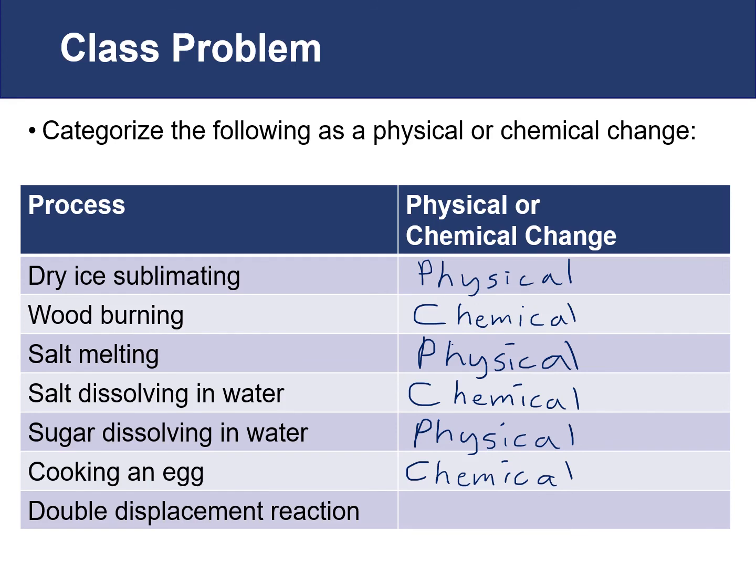A double displacement reaction is a type of chemical reaction in which one component comes in and displaces another. So this is an example of a chemical change. One of your key indicators for this is the word reaction.